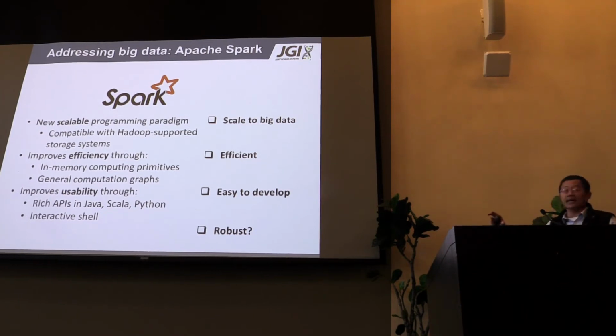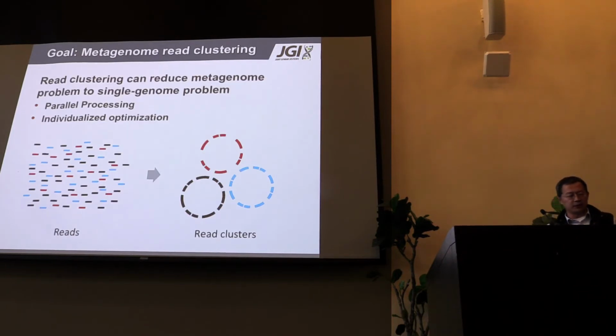So in every way, Spark represents an ideal solution to us. So we decided to give it a try. So the goal: we want to develop an application based on Spark and solve our metagenome problem.